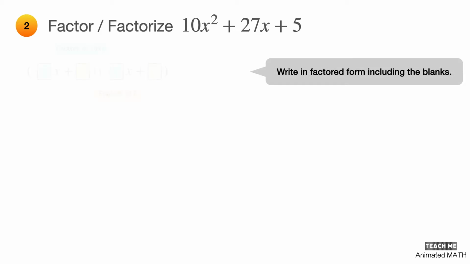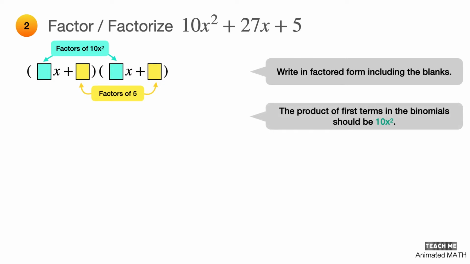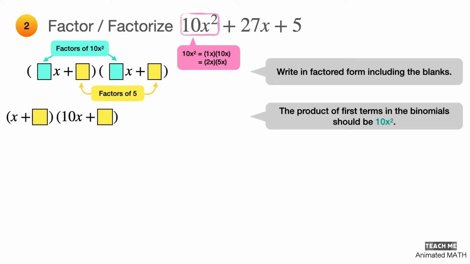Write the trinomial in factored form and include the blanks that we'll fill out later on. The product of the first terms in the binomials should be equal to 10x squared. The possible factors for this are x times 10x and 2x times 5x. Fill in the sign blanks with the possible factors of 10x squared.